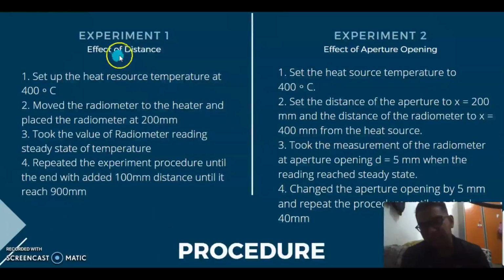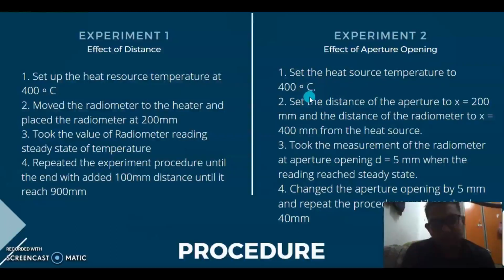For the first experiment, effect of distance, we first set the temperature at 400, and then we move the radiometer away from the heater to 200 millimeter, and take the reading of the radiometer when it arrives at steady state. We repeat this experiment by adding 100 millimeter until we reach the distance of 900 millimeter.